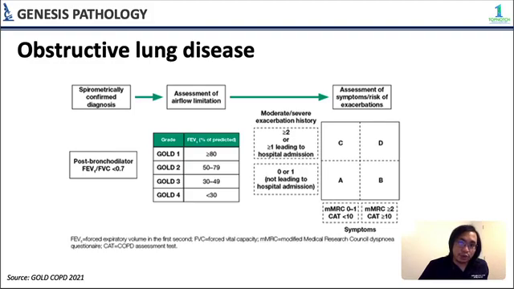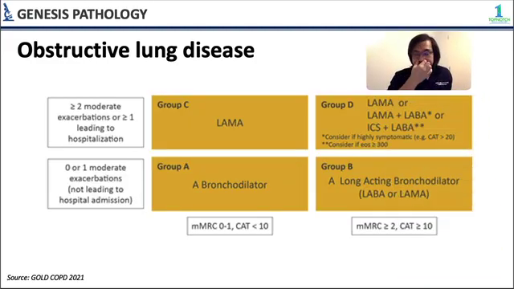Then, we have to do assessment of symptoms and risk of exacerbations. Then, we have to note your exacerbation history, mMRC, etc. Then, we have to plot kung saan siya, kung A, B, C, or D. Because magmamatter dyan ang ating treatment.